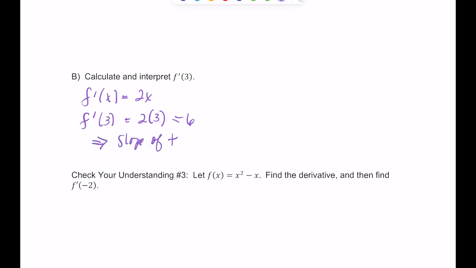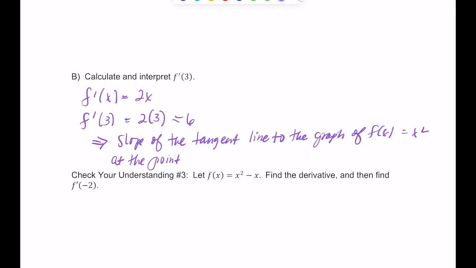So we know that f prime of x was our derivative, that was 2x. So to find f prime of 3, I'm just going to multiply 2 times 3, which would give me 6. And what that represents is the slope of the tangent line to the graph of f of x equals x squared at the point where x equals 3.